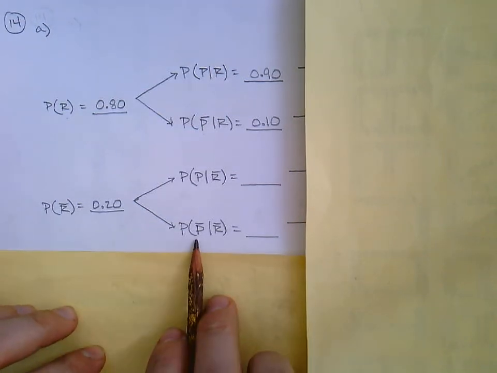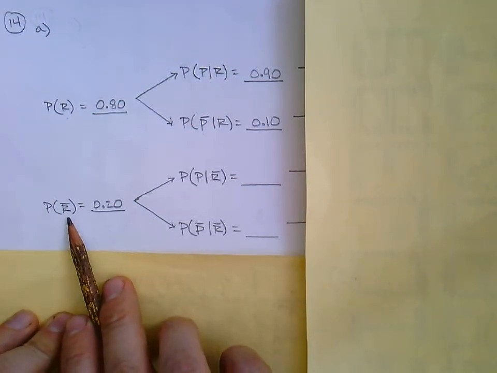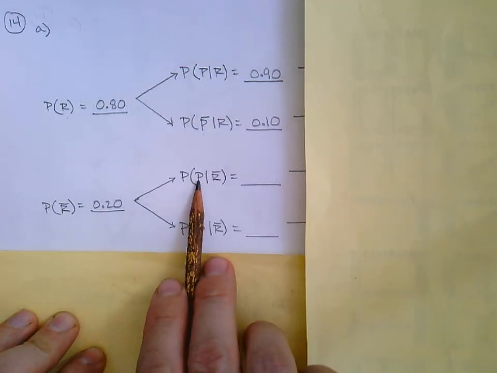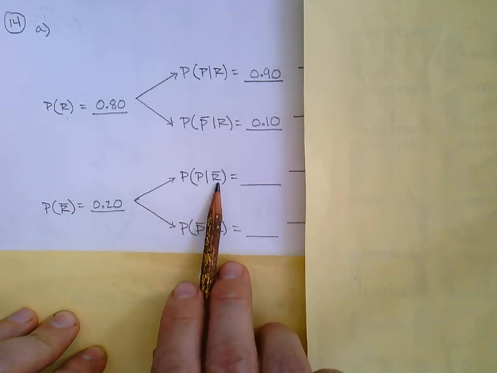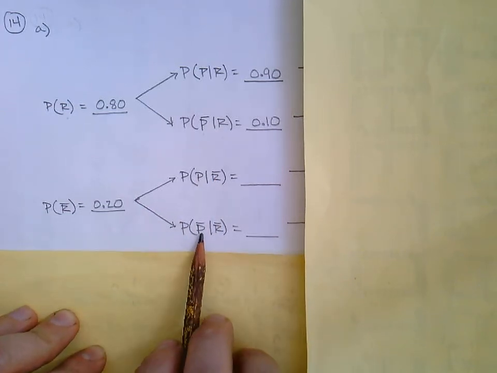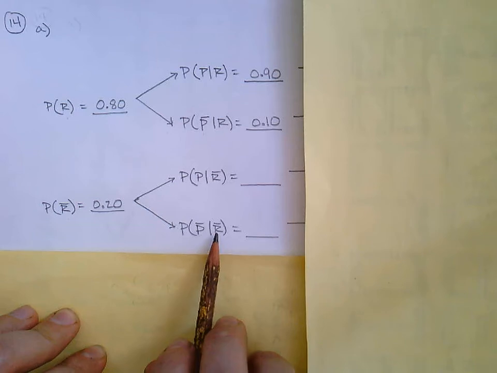Now let's look down here. These are the people who did not go to the review. Well, some of them passed, some of them didn't. So probability of passing given that you didn't go to the review, and the probability of not passing given that you did not go to the review.